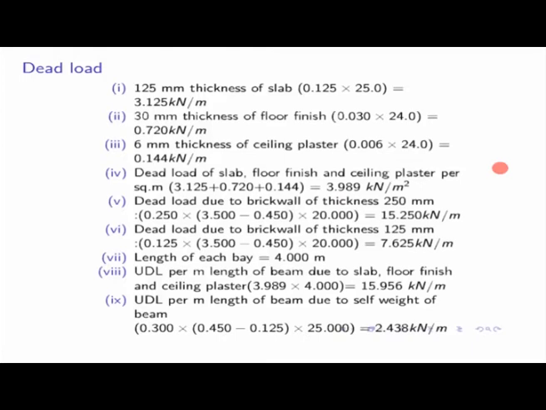Please note, in engineering you should always remember certain values offhand. That means without doing any calculation, if I take 4 kilonewton per square meter, that is good enough. And then dead load due to brick wall of thickness 250, so 15.25 kilonewton per meter, and this one I am getting 7.625 kilonewton per meter.